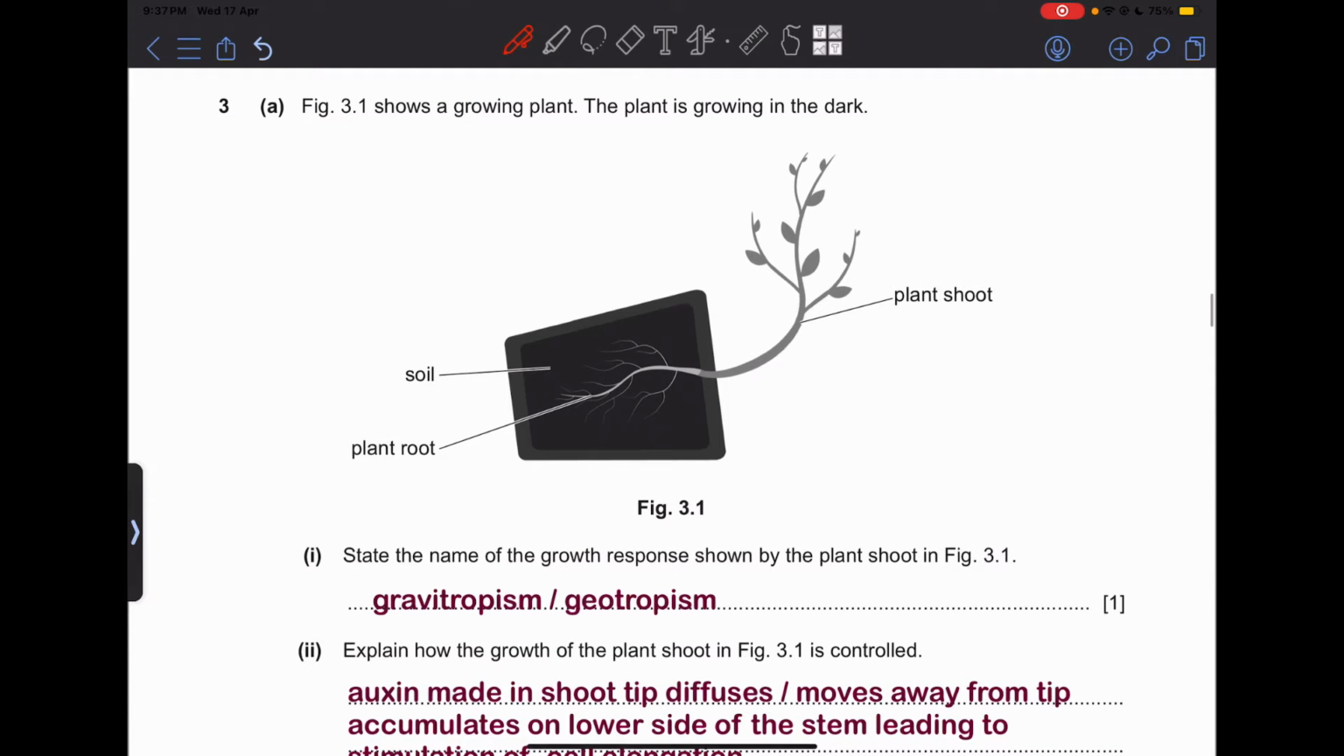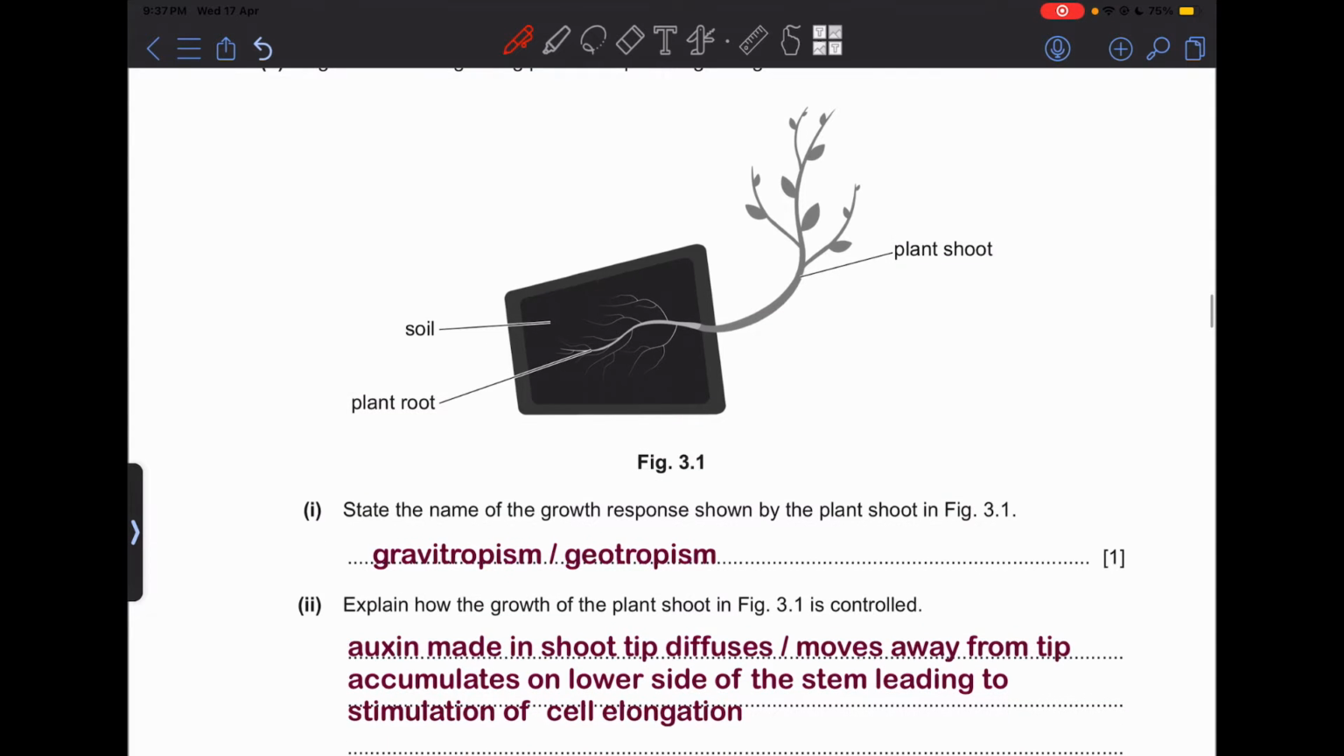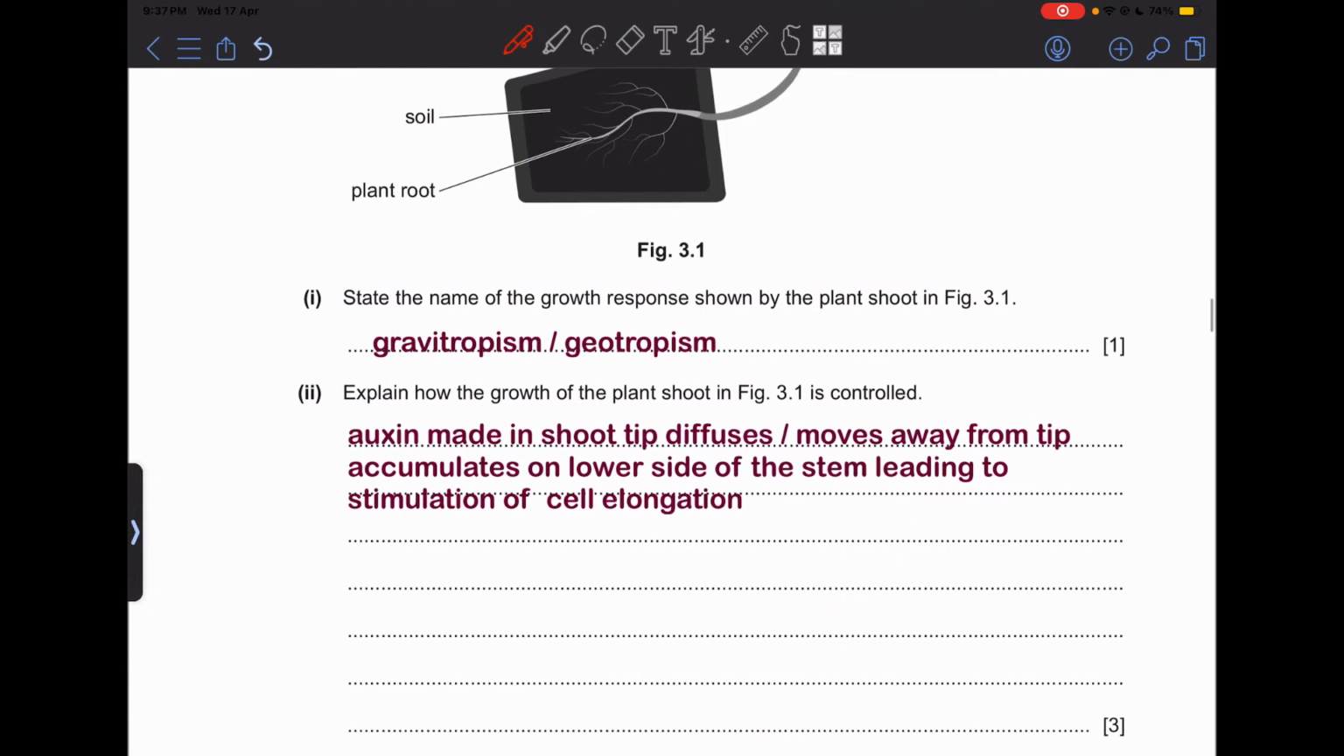3a, figure 3.1 shows a growing plant. The plant is growing in the dark. I says state the name of the growth response shown by the plant shoot in figure 3.1. This is actually gravitropism or geotropism. It's the same thing. Double I says explain how the growth of the plant shoot in figure 3.1 is controlled.